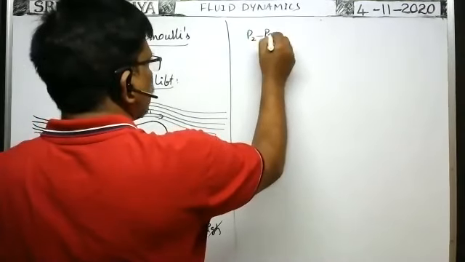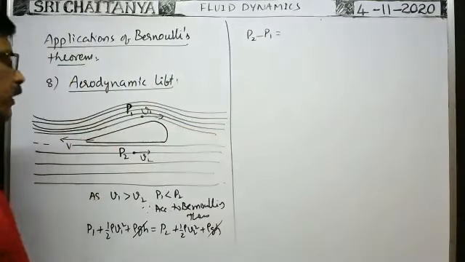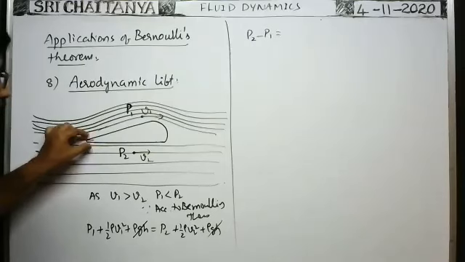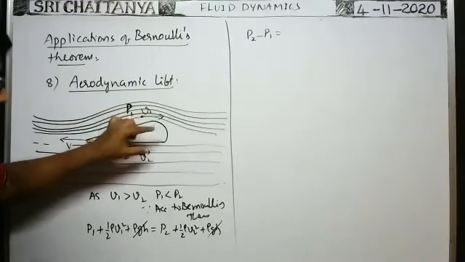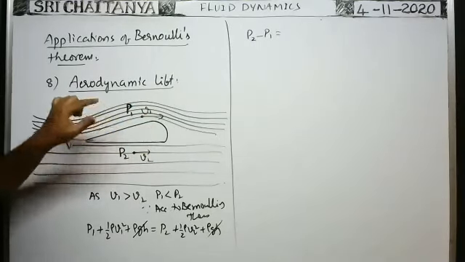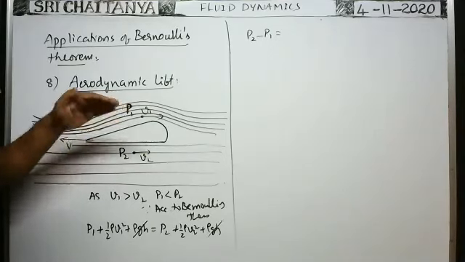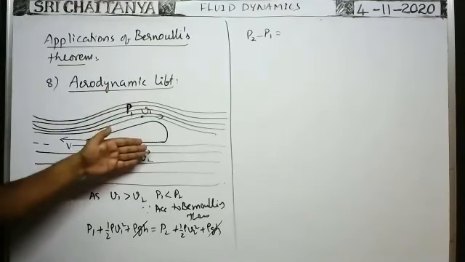P2 minus P1 is the pressure difference across the aircraft wing. Because of the specially designed shape of the cross section of the aircraft wing, it creates the pressure difference across the aircraft wing.